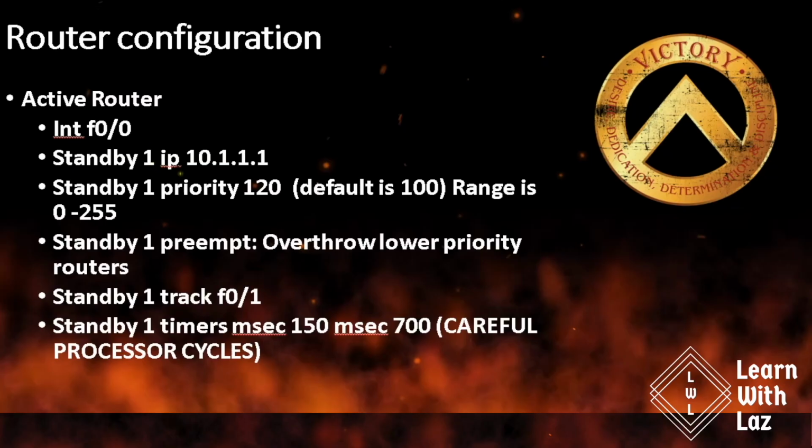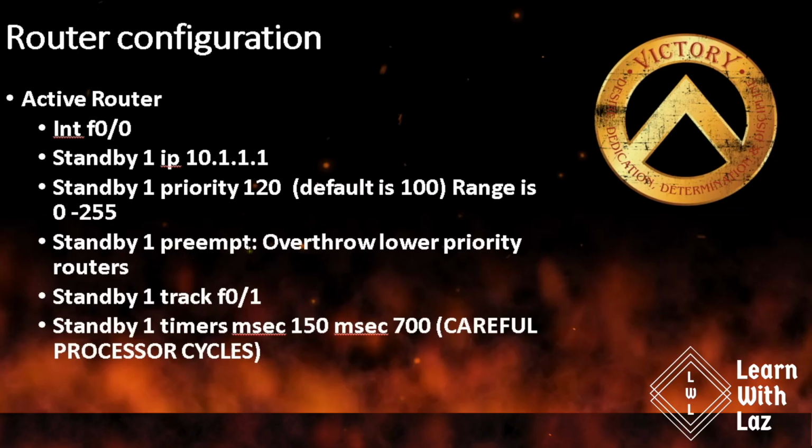The group, the IP is going to be 10.1.1.1. All right. Then the standby 1, that's the group, priority is 120. What was the default? 100. Oh, there it is right there. And the range is 0 to 255. So again, the higher the priority number, you are the active router. So this one, 120, we're making it the active router.